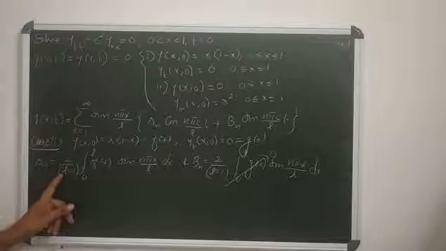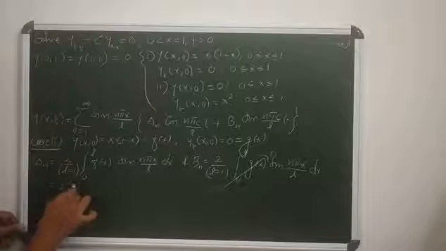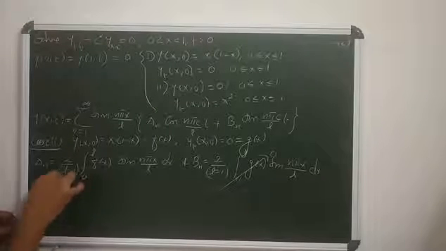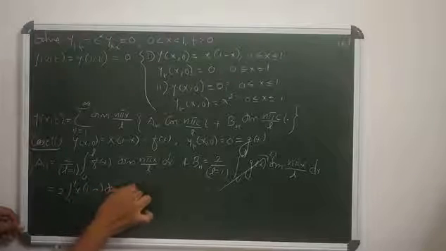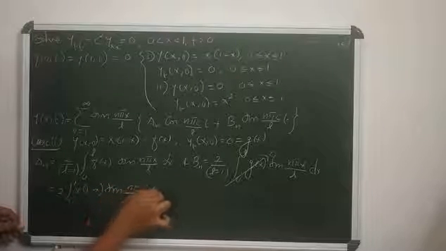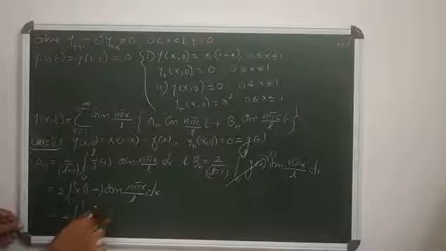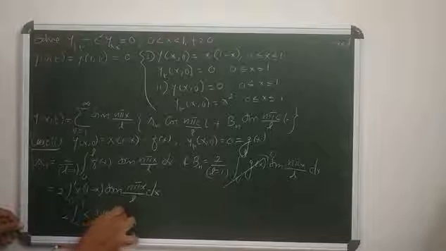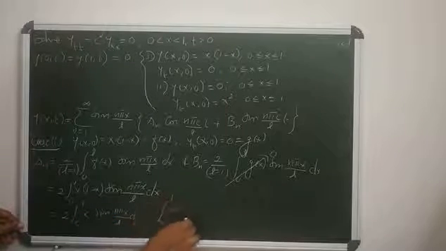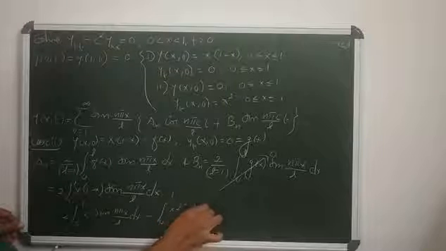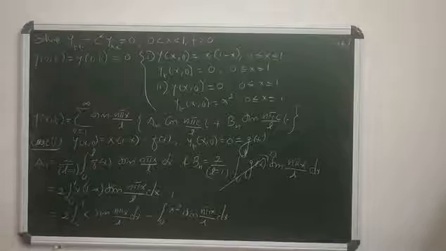So what is an there? an equals 2 into the integral from 0 to 1 of f of x, that equals 2 into the integral from 0 to 1, L means 1, of x into 1 minus x sin(n pi x by L) dx. That is nothing but 2 into the integral from 0 to 1 of x sin(n pi x by L) dx minus the integral from 0 to 1 of x square sin(n pi x by L) dx. This L is 1.